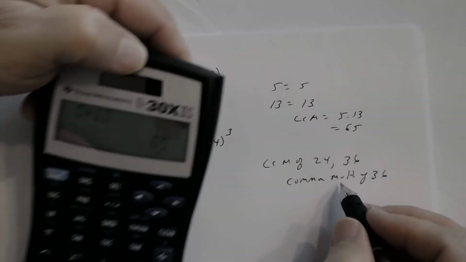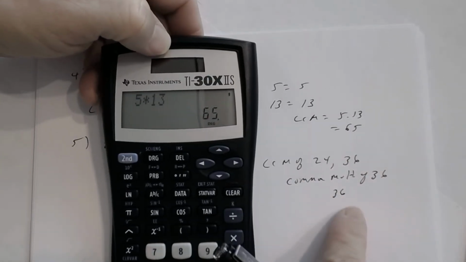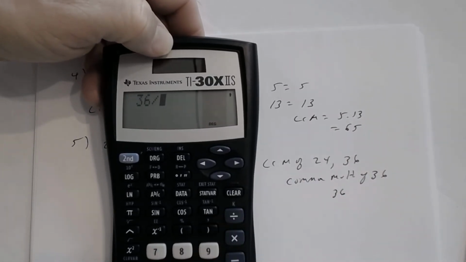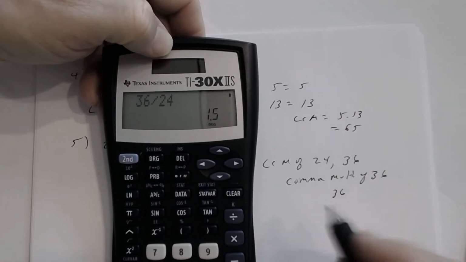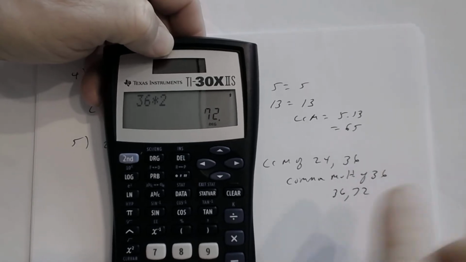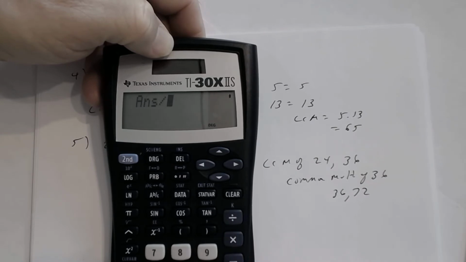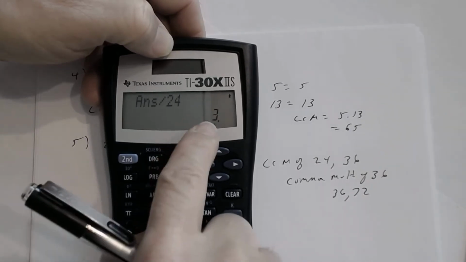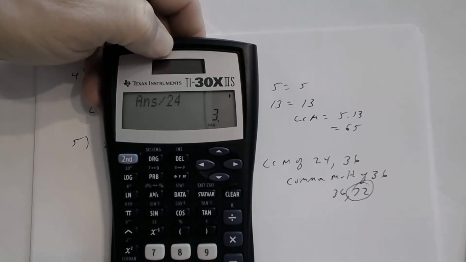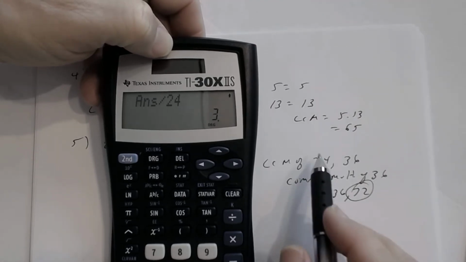You're going to say 36 times 1 is 36. The question is, does 24 go into 36 evenly? Think about it. Is that a whole number? No. The next multiple of 36, 36 times 2, is 72. Write it down, and then ask yourself, will 24 go into 72? Divide by 24, you get 3, and yes, so you found it right away. The least common multiple of 24 and 36 is 72.